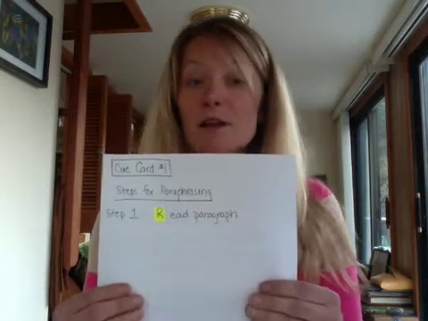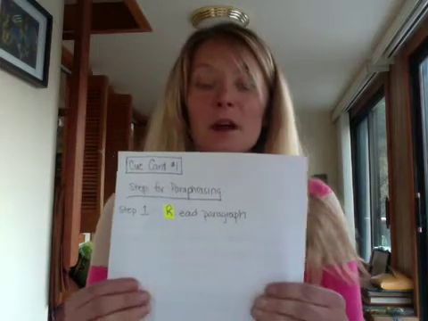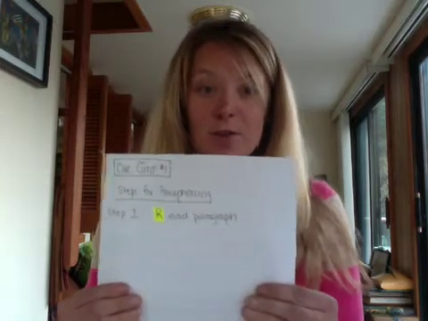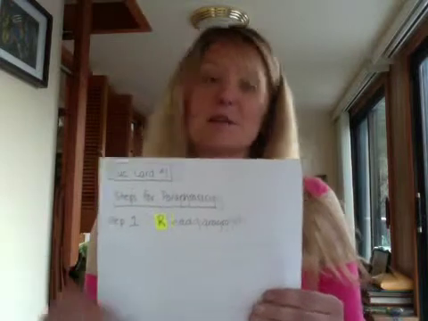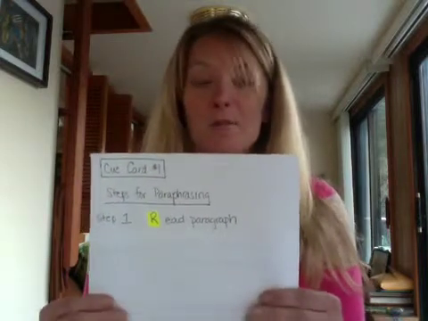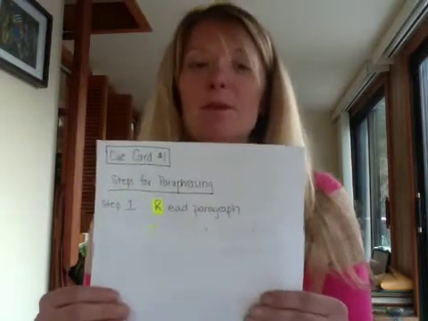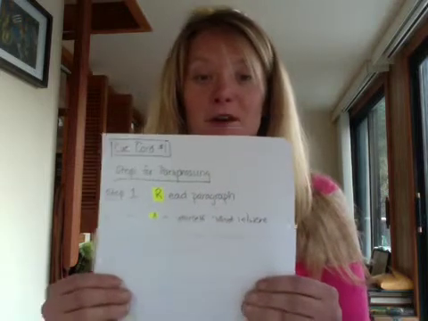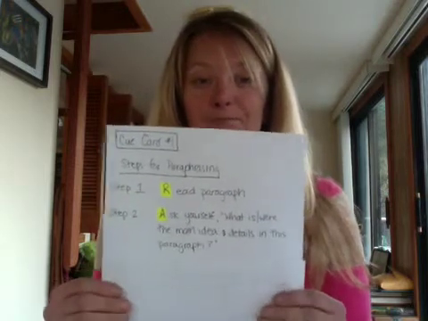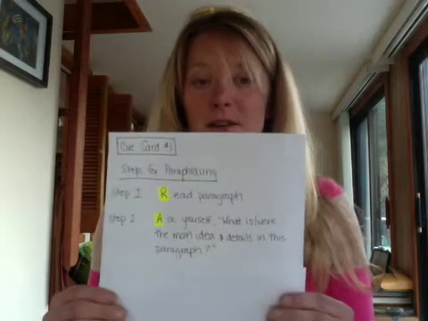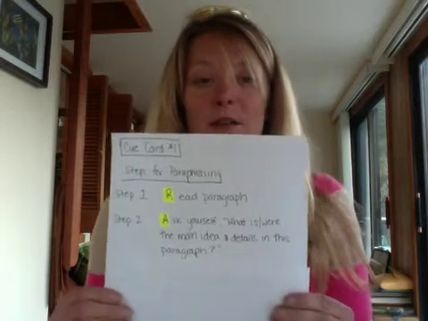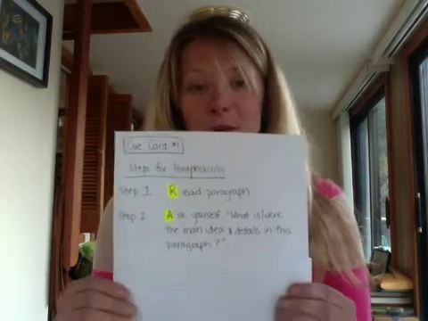So you can underline it, put a box around it, whatever you want to do to make sure that you keep it separate so you can see the R. And then I'm going to keep going. So we're going to read the paragraph first, step 1. Step 2 is going to be ask yourself, what is the main idea and details of the paragraph?